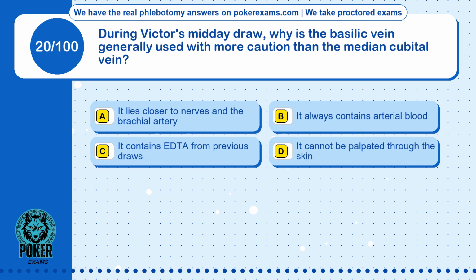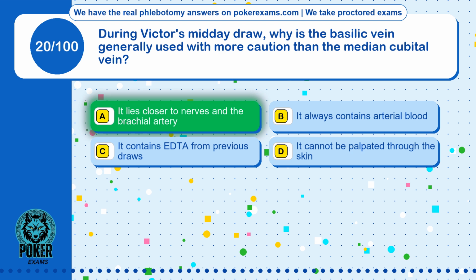Question 20. During Victor's midday draw, why is the basilic vein generally used with more caution than the median cubital vein? Option A. It lies closer to nerves and the brachial artery. Option B. It always contains arterial blood. Option C. It contains EDTA from previous draws. Option D. It cannot be palpated through the skin.